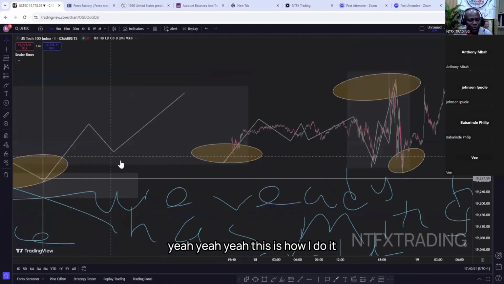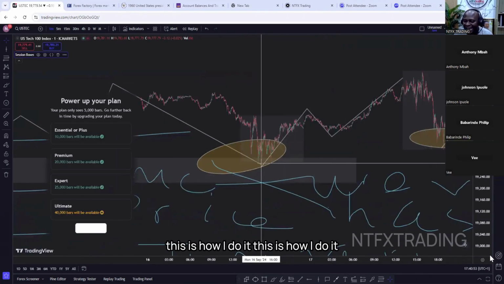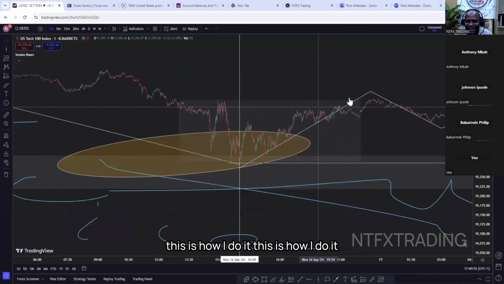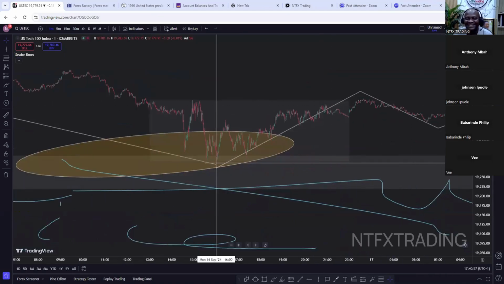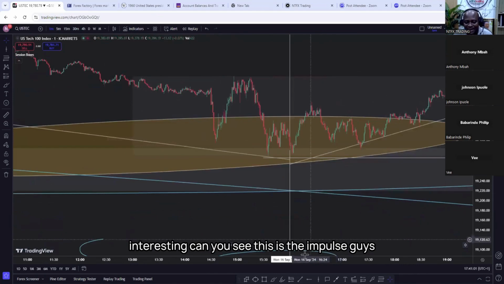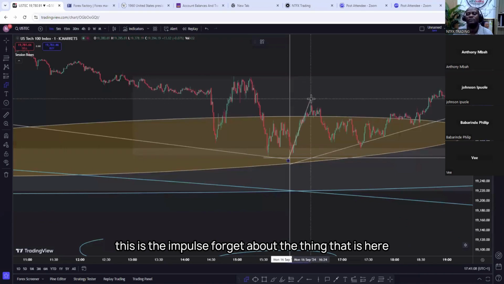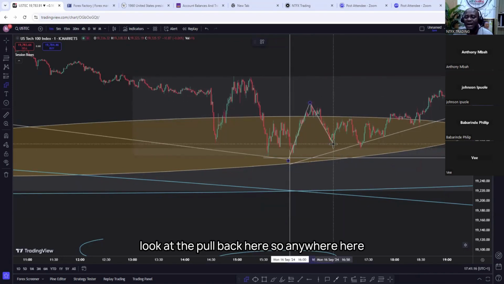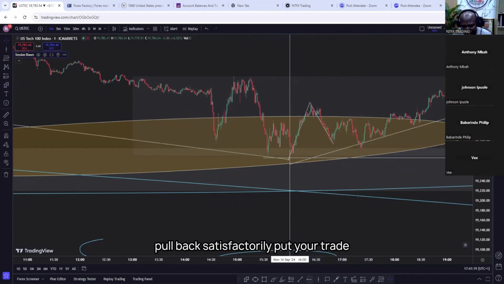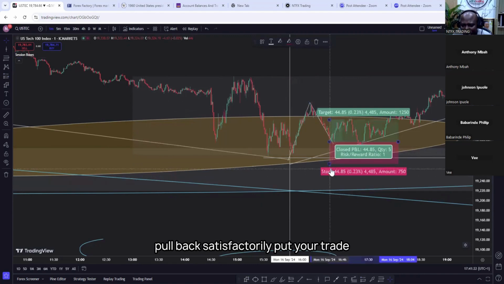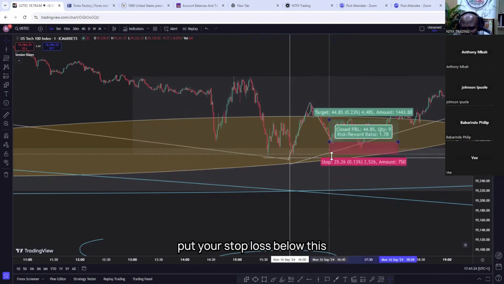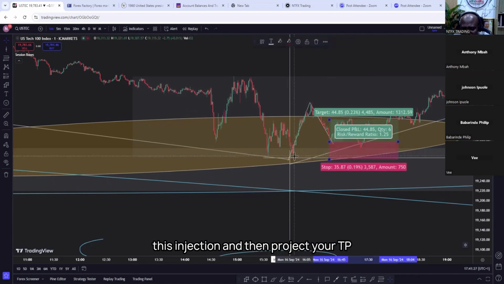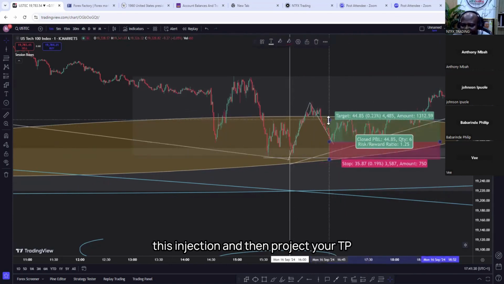This is how I do it. Interesting. Can you see? This is the impulse, guys. Forget about the thing that I say. This is the impulse. Okay? Look at the pullback here. So anywhere here, pullback satisfactorily. Put your stop loss below this injection and then project your TP.